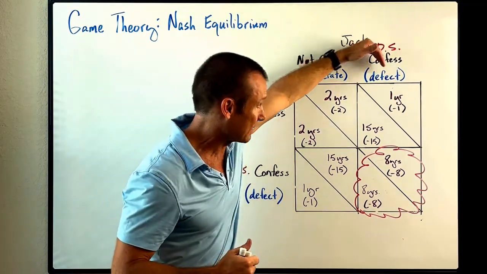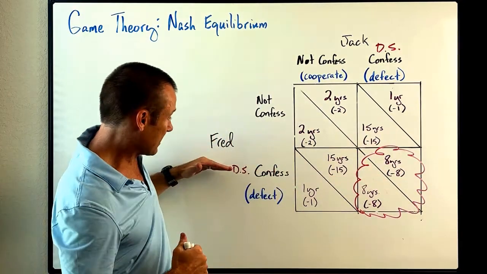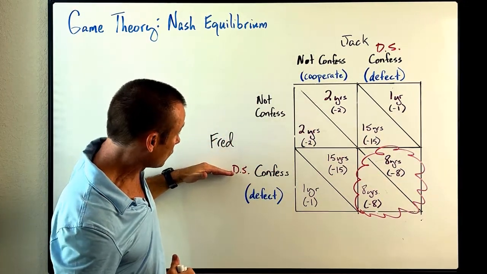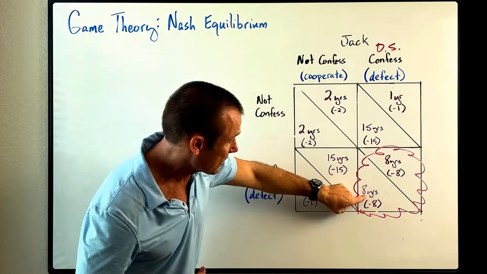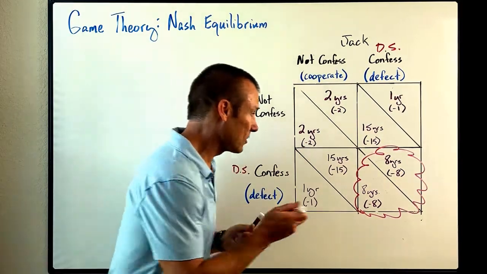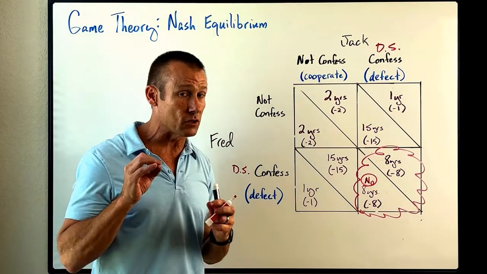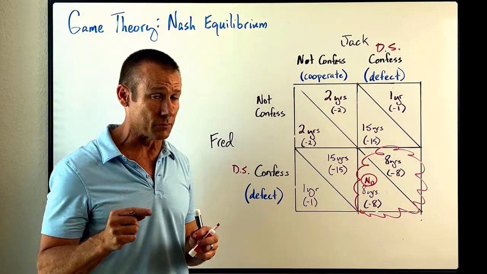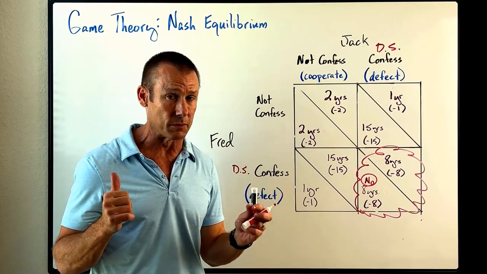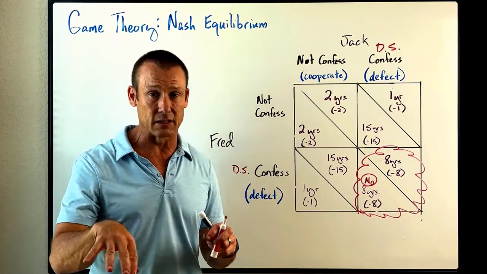So Jack played confess. That got us here. Is there any incentive for Fred to switch to not confess? 8 to 15. The answer is no. And that's what we're looking for, is no's. If it's a no, it might be a Nash equilibrium. You get 2 no's, it is a Nash equilibrium. You get a yes, you're done analyzing it, okay?